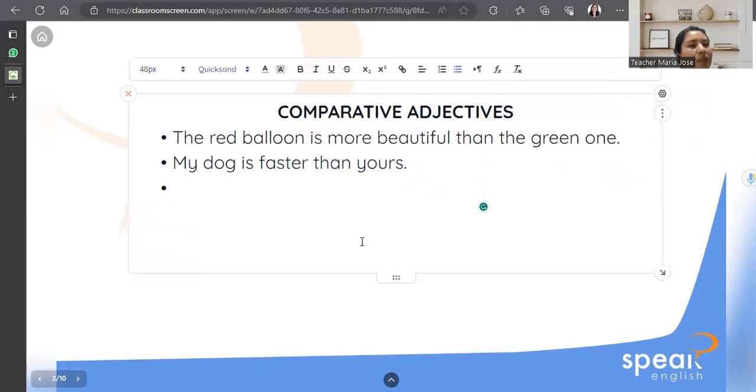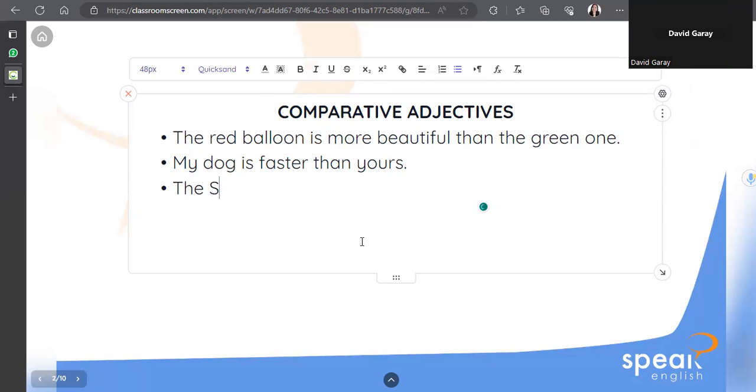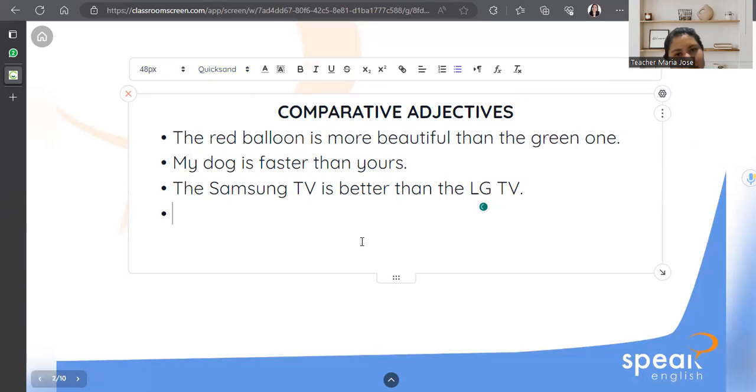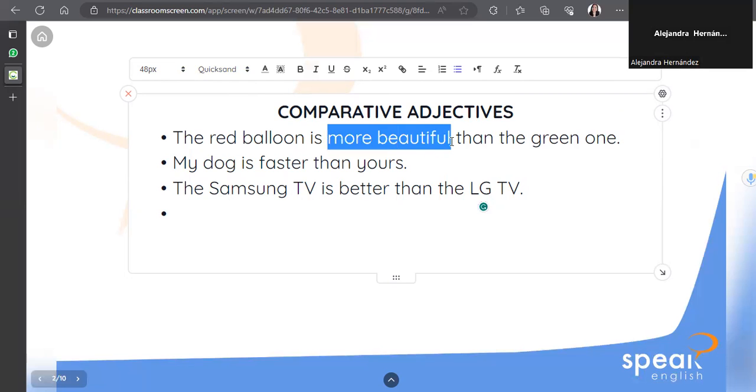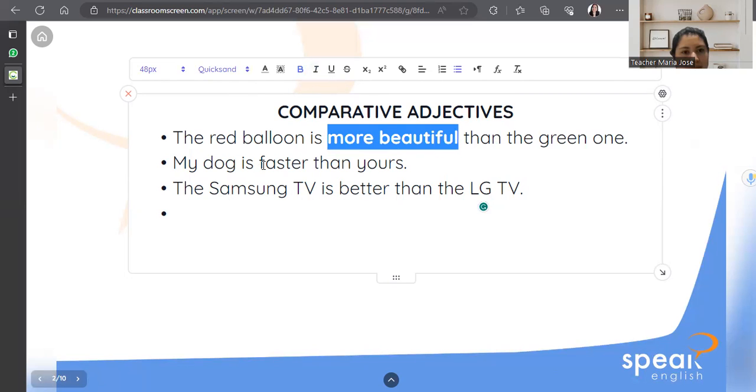Okay, another example, David? The Samsung TV is better than the LG TV. Okay, perfect. And Alejandra? My sister is younger than me. Perfect.